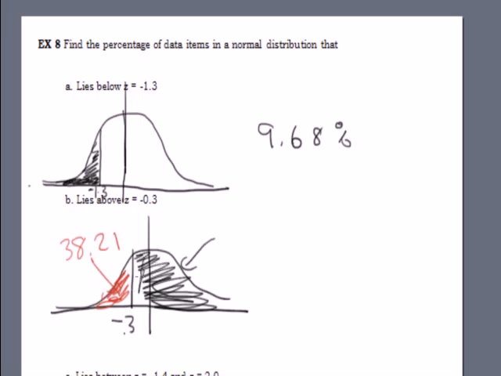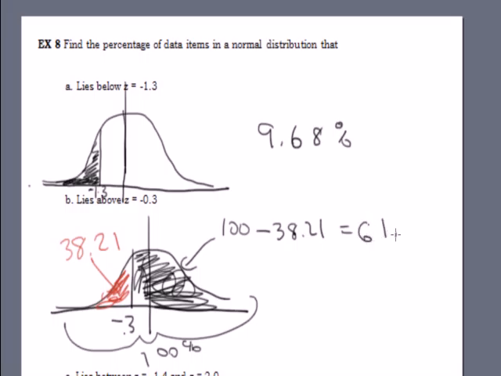In particular, what I know is this whole area under the curve is 100%. So the black area should be 100% minus 38.21. It's what's left here, or 61.79%.